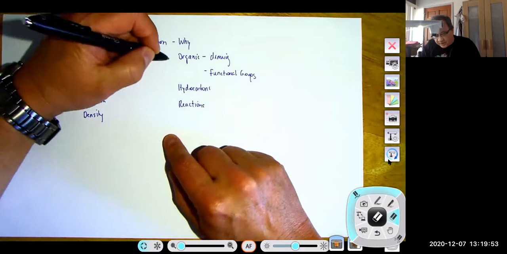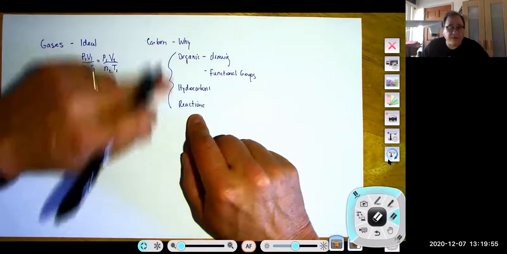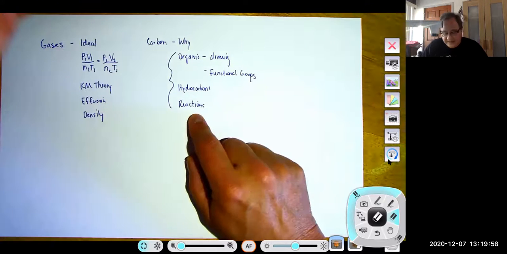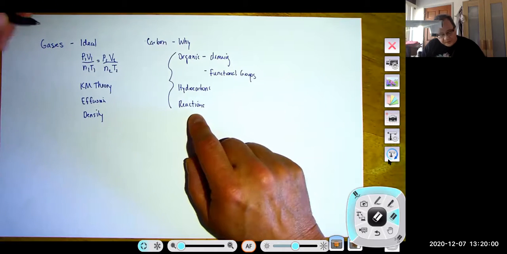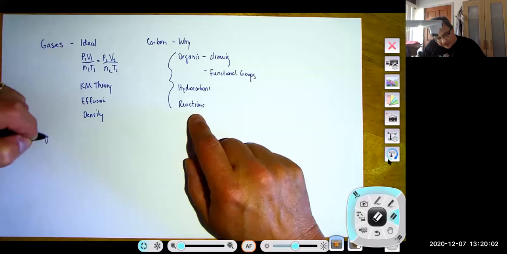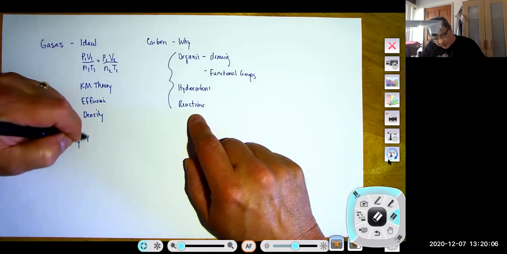So this is what we're going to cover on Wednesday. We'll also cover a little bit of this on Friday. Your quiz you can take later in the day on Friday. What was the previous chapter? The previous chapter was valence bond theory and molecular orbital theory.